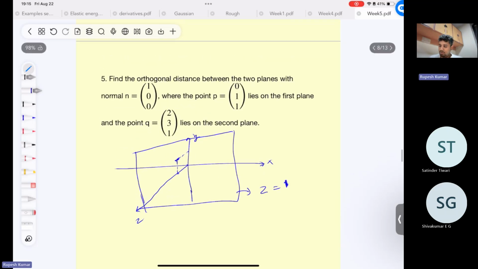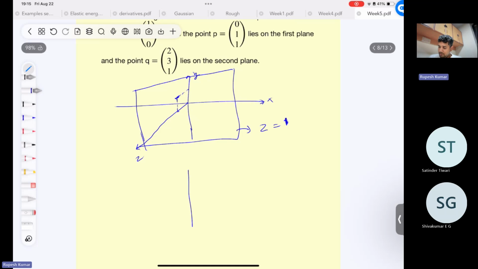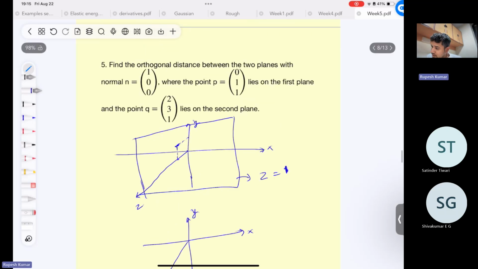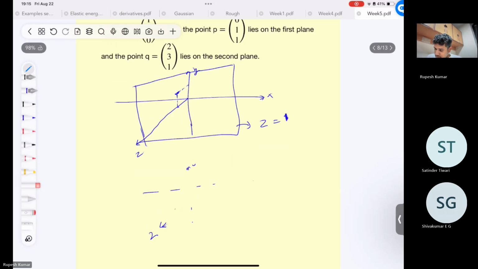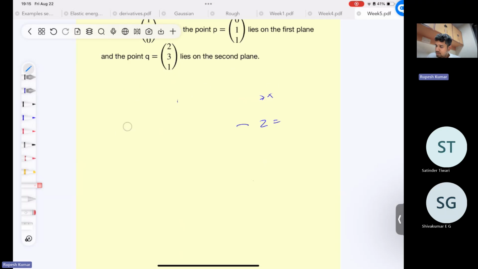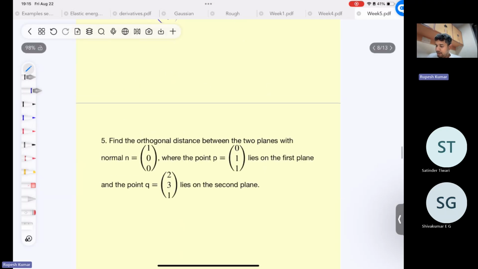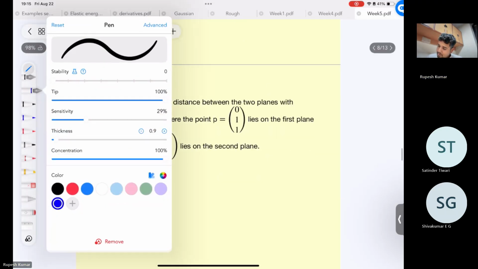Then the second plane. So let's move on to the second plane, right? And then you have a normal 1, 0, 0. Sorry, sorry, I made a mistake here. So it's along the x-axis, fine.